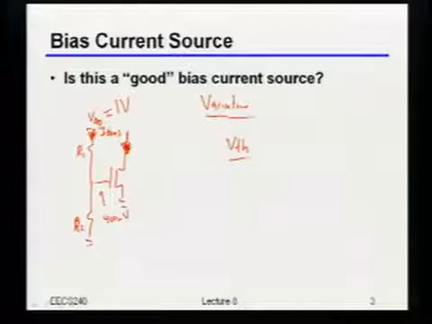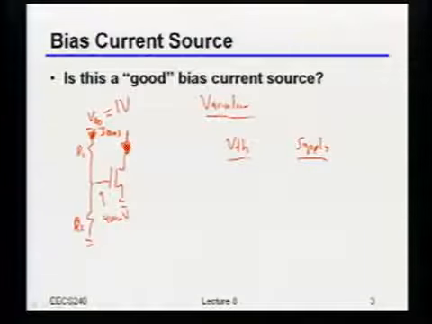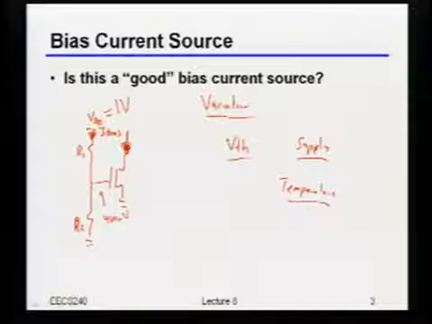What else could change? It's not supply independent or temperature independent. Okay, yeah. So obviously, if the supply voltage changes, I'm going to get some totally different current, right? In fact, even if the temperature changes, I'm again going to get some totally different current for multiple reasons. One, the mobility is going to change. Two, the threshold is going to change, right?